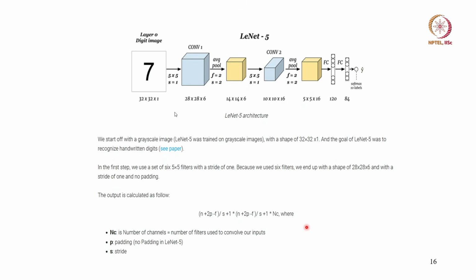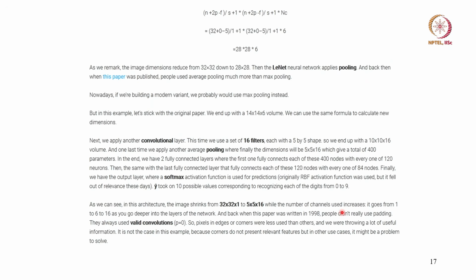What is being used is a stride of 1, obviously. If you don't use padding, then you find that when you do convolutions, the size of the image is going to reduce. So actually the output can be calculated by using this equation over here, where S is the stride, P is the padding and NC is the number of channels, that is the number of filters that you are using. So let us see how this actually works in this case.